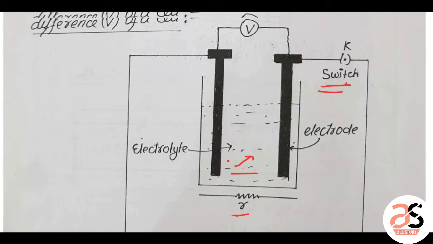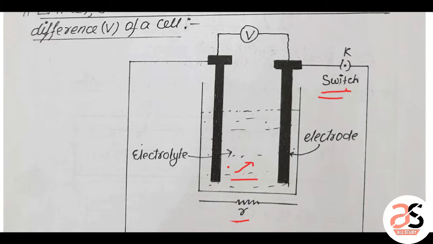So basically it is nothing but when this circuit is off and no current is flowing in the circuit. At that time, the potential difference between these two, when there is no current flowing in the circuit, that means this switch is off, is called EMF.